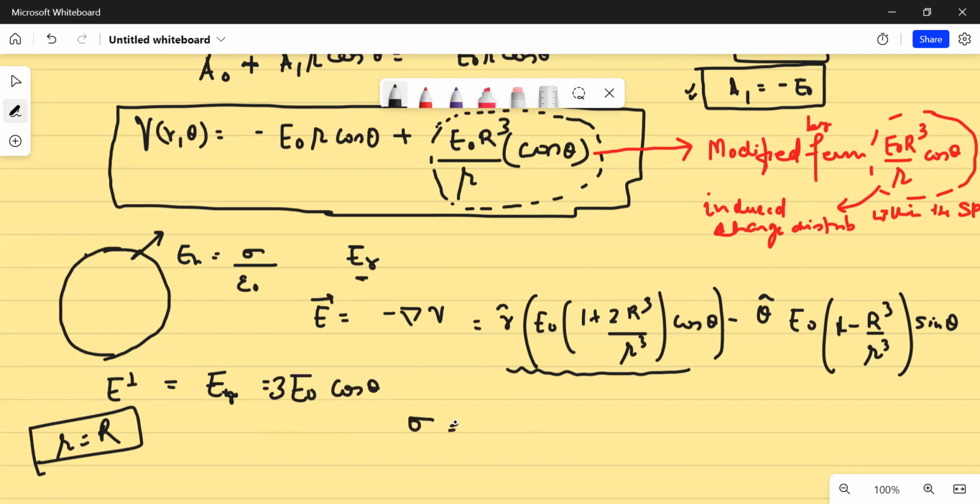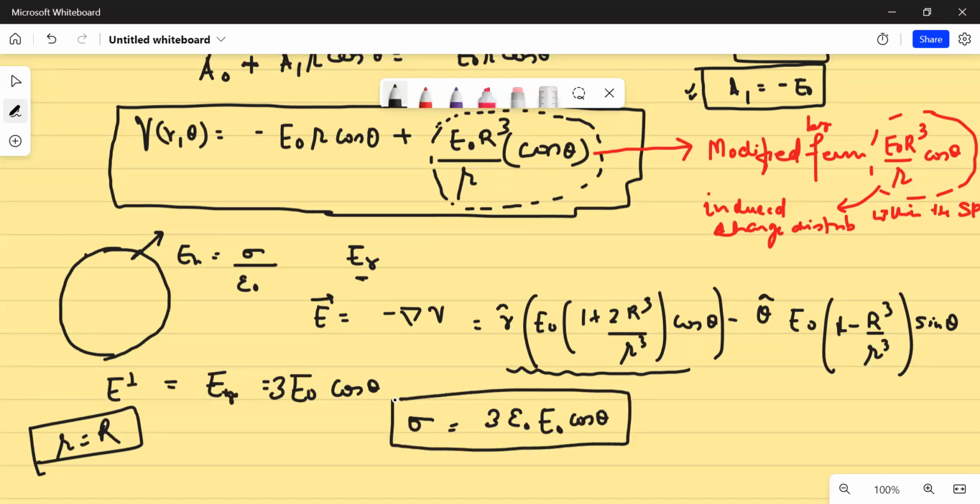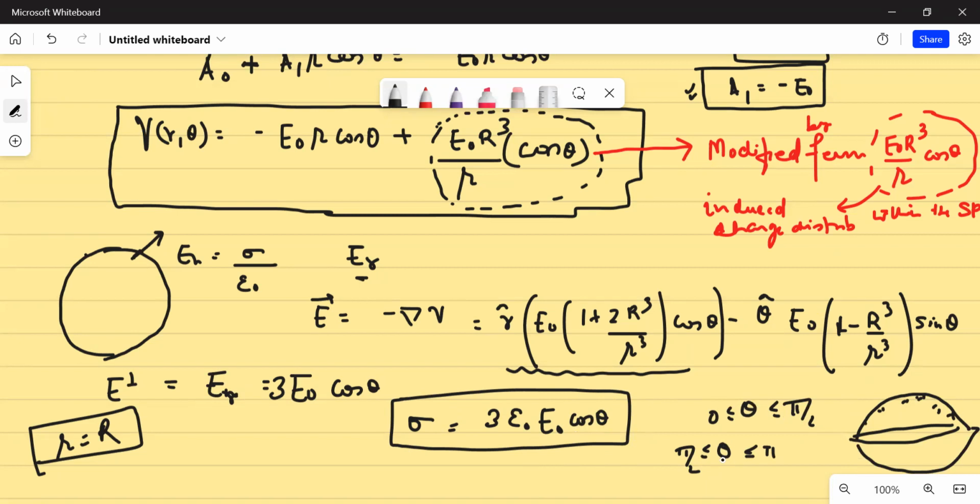What will be sigma then? Sigma would be epsilon naught into normal component. So this is 3 epsilon naught E naught cos theta. And this you can clearly understand: on the northern hemisphere, where theta varies from 0 to pi by 2, you had a positive charge density, which is very much clear because, because of the electric field, positive charges will be pushed onto the northern hemisphere. And when theta is greater than pi by 2 and less than pi, that is in the southern hemisphere, since cos theta is negative for theta lying between pi by 2 to pi, you have a negative charge density here. So this was very much clear.